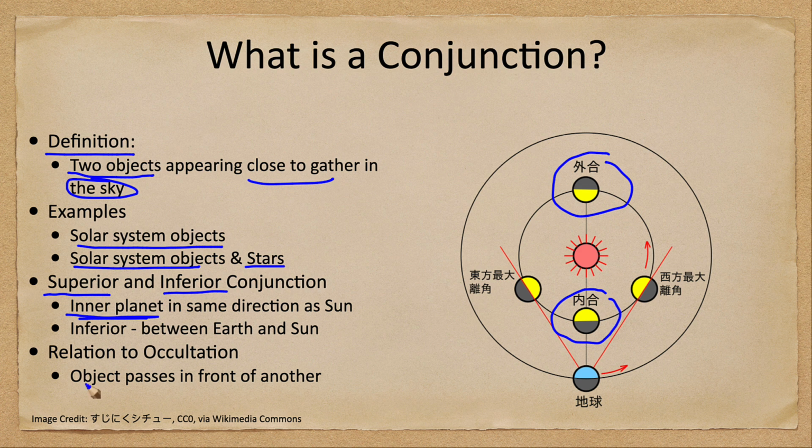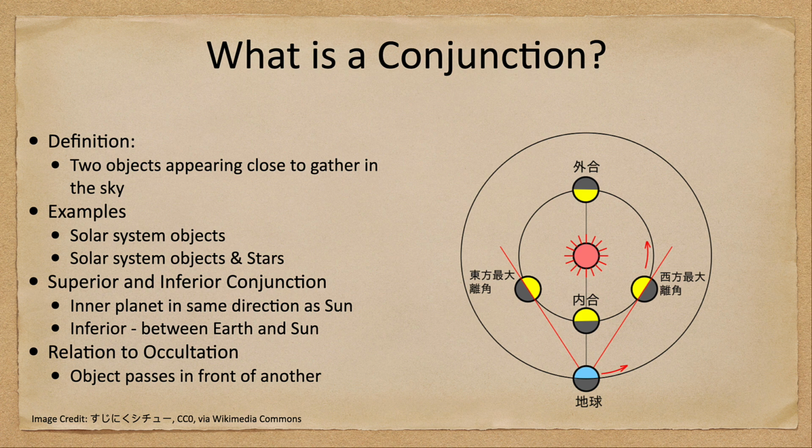Now this is also related to another term that we use called an occultation. This is when you have a conjunction that is almost lined up perfectly, and an object will actually pass in front of another. So the moon might pass in front of a planet or star, or a planet may pass in front of a distant star. And that is an occultation, which is similar to a conjunction, but essentially taken to the extreme, where the two are lined up perfectly and one passes directly in front of the other object.